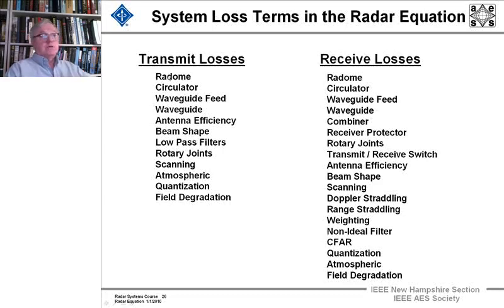The radome, that bubble you see covering many radars from the elements. The circulator, the TR switch, the waveguide feed. The waveguide itself has losses in it. The antenna's efficiency, beam shape, low-pass filters on the transmit, the rotary joints. While the antenna is going around, you have the energy come in, and there's a loss in a microwave joint there. Scanning losses, atmospheric losses, quantization losses, and field degradation losses.